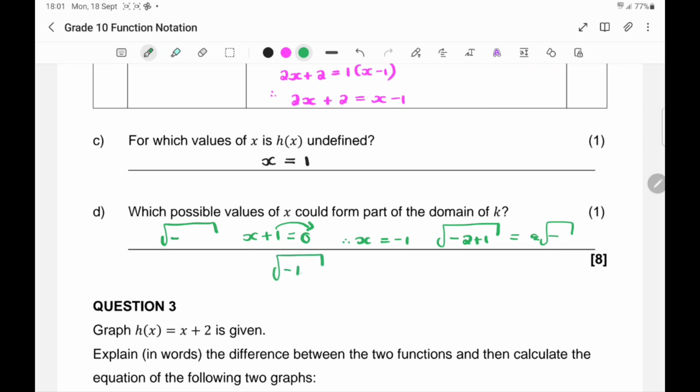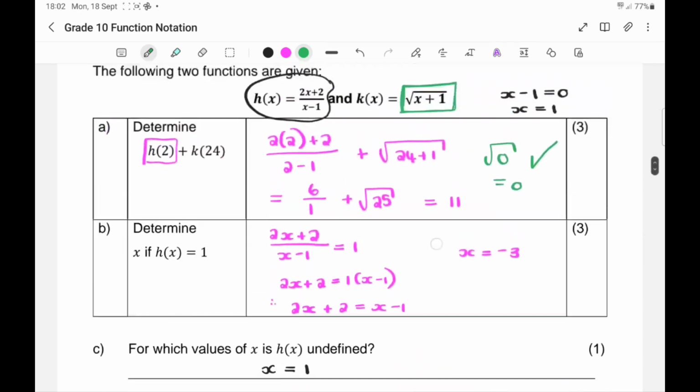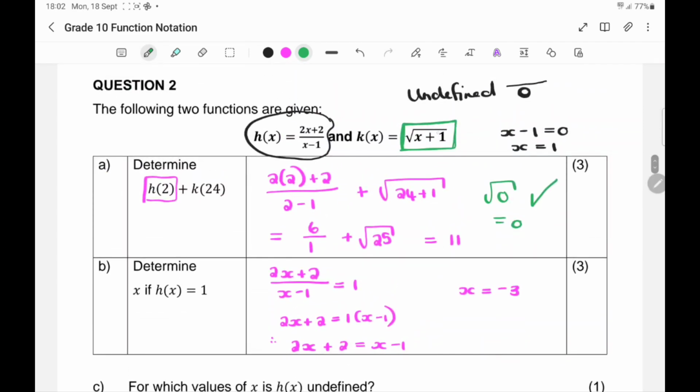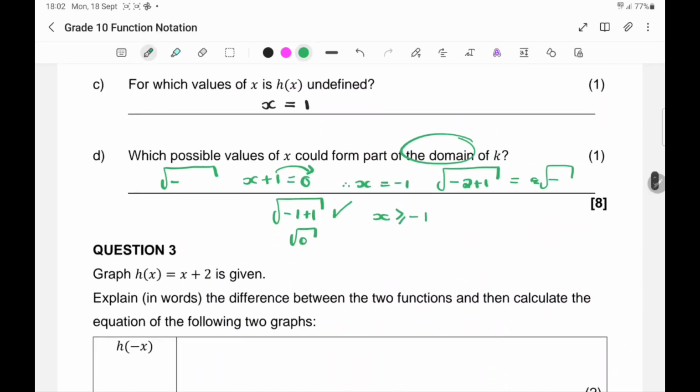If I have the square root of negative 1 plus 1, that's still fine because the square root of 0 is fine. So x must be bigger than or equal to negative 1 to give me possible answers for the domain for the x's value. Okay, I hope that makes sense. A little bit of a higher order question. So just check, if you've got negative 1 plus 1, it's still fine. But as soon as negative 1 becomes smaller, like negative 2, negative 3, then it becomes a negative under the square root. So x, to make the possible values, x must be bigger or equal to negative 1.